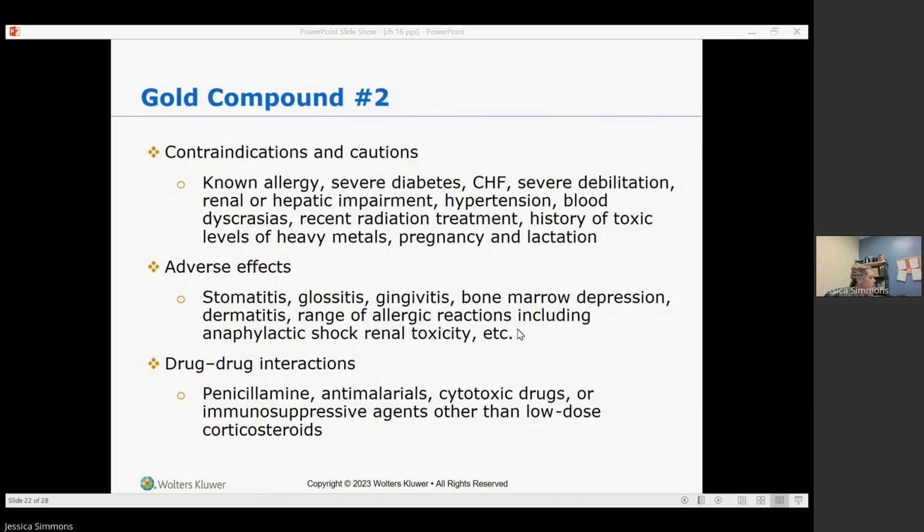Contraindications and cautions. So it says gold salts can be quite toxic and are contraindicated in the presence of any known allergy to gold, severe diabetes, congestive heart failure, severe debilitation, renal or hepatic impairment, hypertension, blood dyscrasias, recent radiation treatment, history of toxic levels of heavy metals, and pregnancy or lactation.